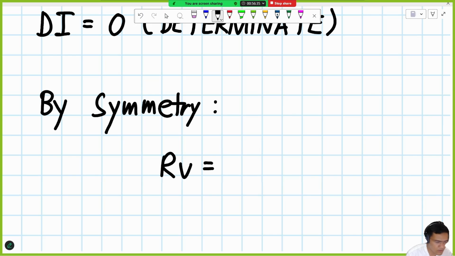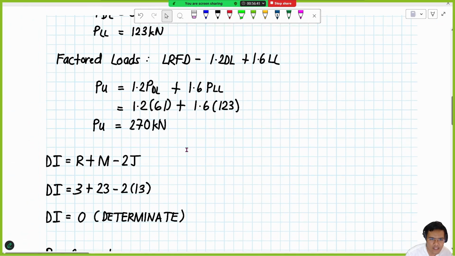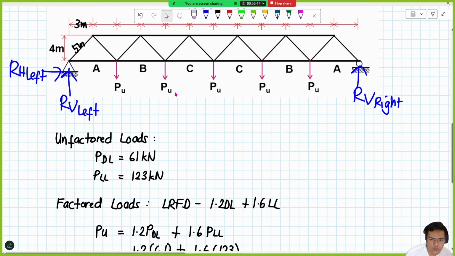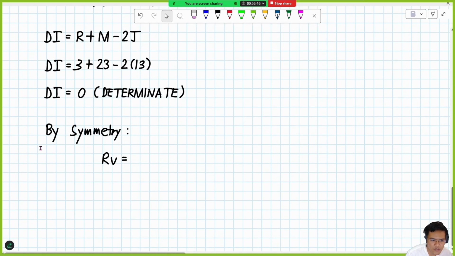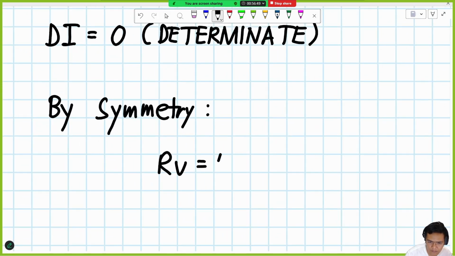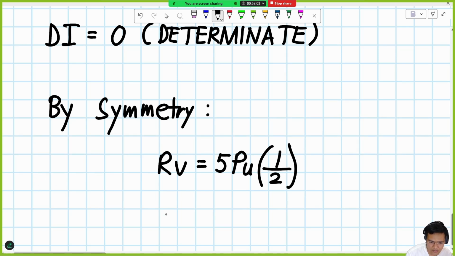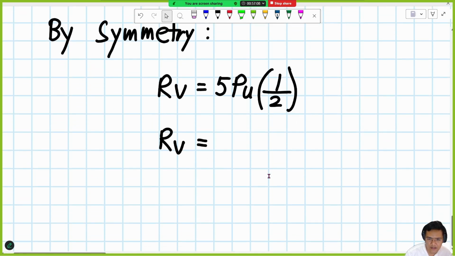vertical, would be equal to the total number of loads applied, and that is 1, 2, 3, 4, 5. So 5 times PU, divided by 2, okay? 5 PU divided by 2. Let's just say multiplied by 1/2, okay? So you would have the vertical reaction at our support, which is equal to how much? Let's substitute the values. 675. Okay, sige.